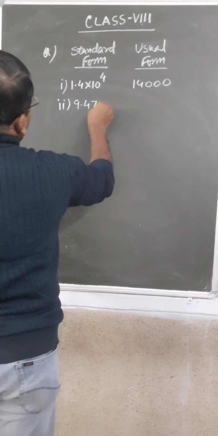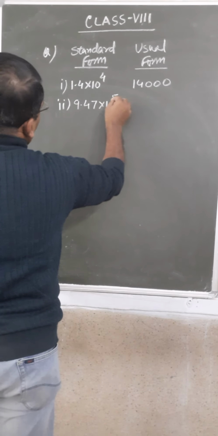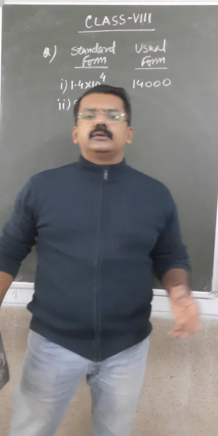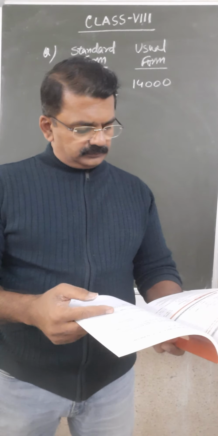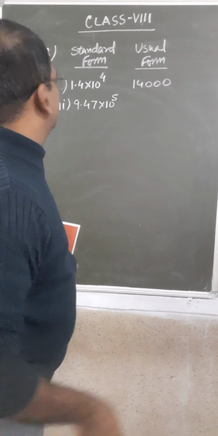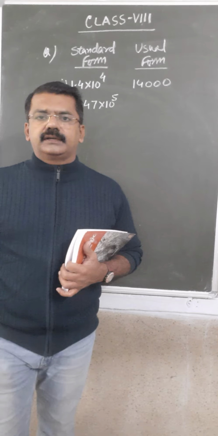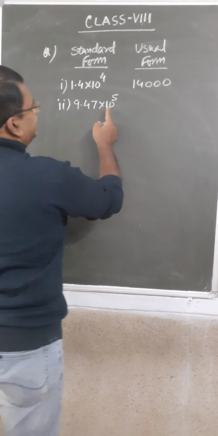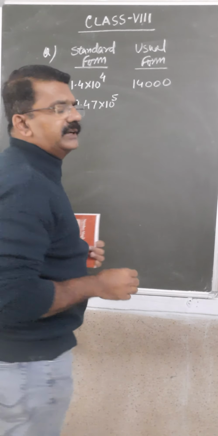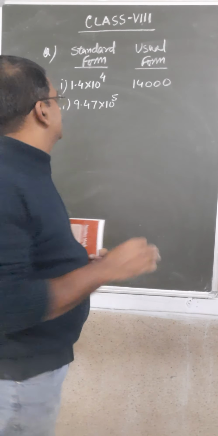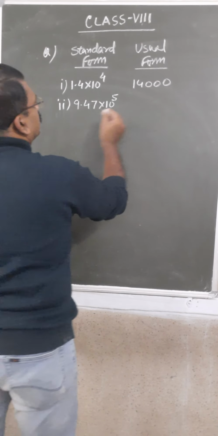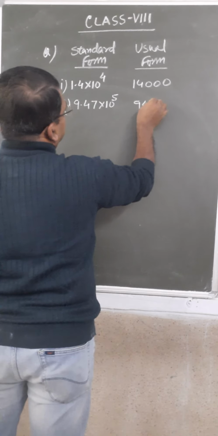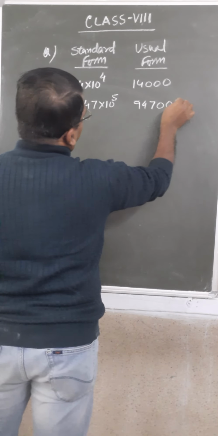9.47 into 10 to the power 5. Now, once again, we have to convert it into usual form. See, as 10 to the power 5 is there, so this decimal should be shifted 5 places towards right. So 9, 4, 7, 0, 0, 0.